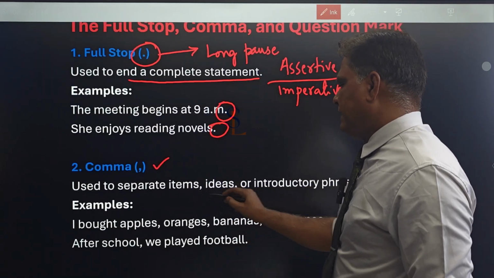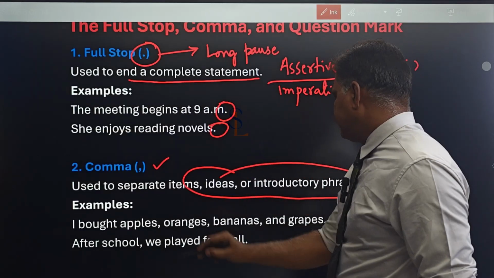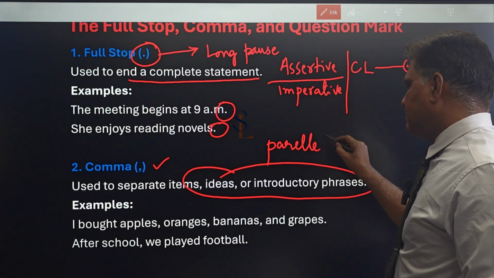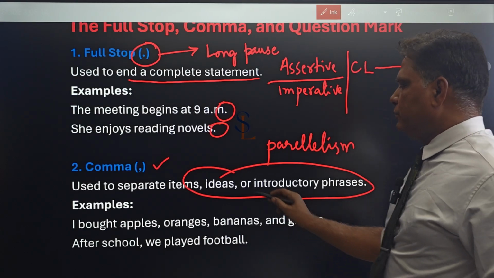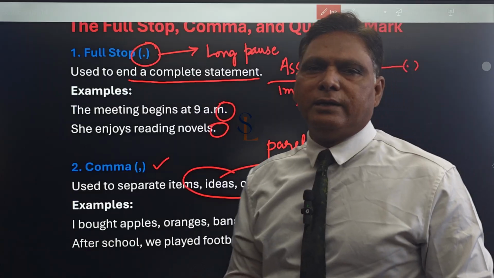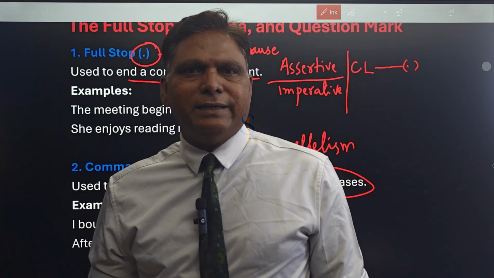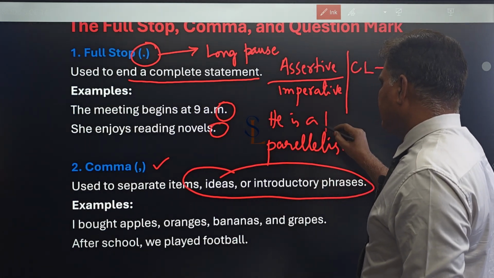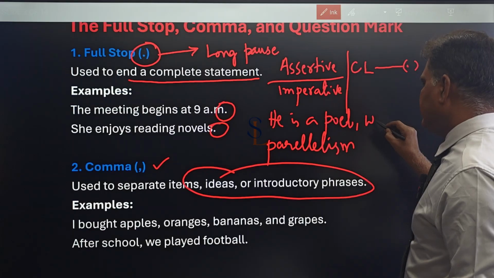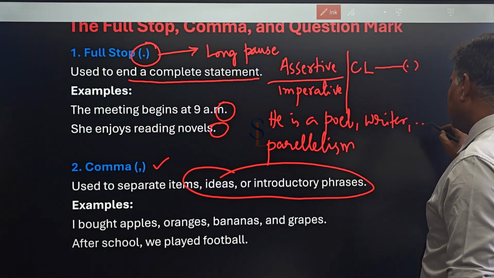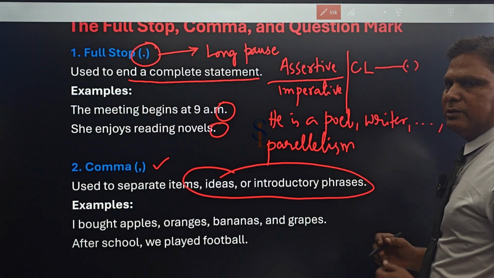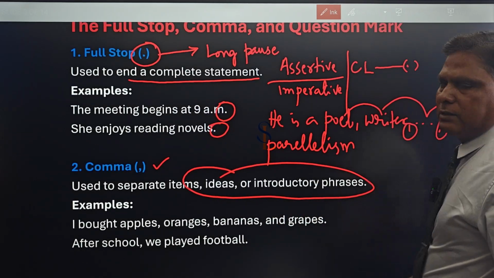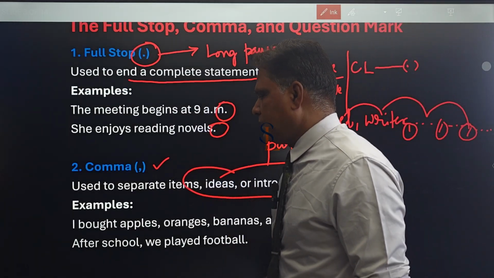Comma is used to separate items, ideas, or introductory phrases. Even whenever there is a concept called parallelism, you have to use commas because you need to divide so many qualities, entities by a comma. Like, he is a poet, a writer, and so on, comma, so on, comma, so on, comma. You can go on writing so many things divided by comma. So that also is one of the ways how we can use comma.